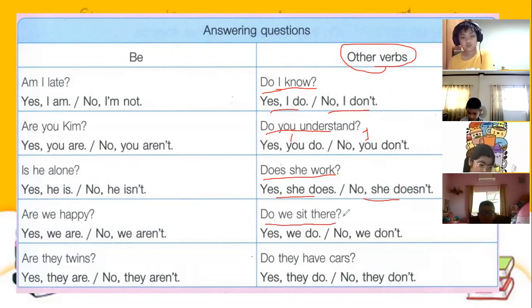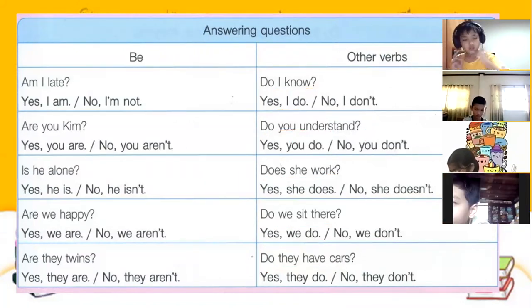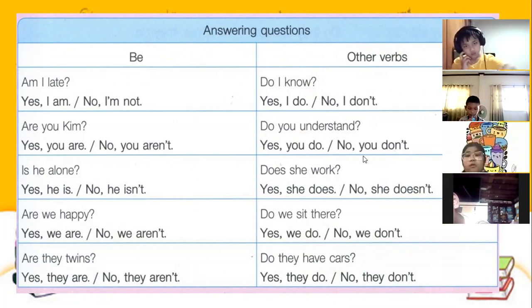Another sentence, do we sit there? Okay. So yes, we do. Or negative would be no, we don't. Now, the final sentence we had here, do they have cars? If you're asking somebody, do they have cars? Positive would be yes, they do. Yes, they do have cars. Or negative would be no, they don't. No, they don't have cars. Okay. So these are the answers to the question. If somebody asks you a question, this is how you are going to answer.